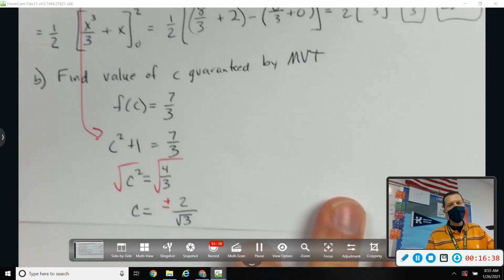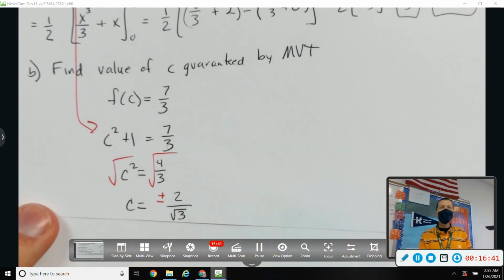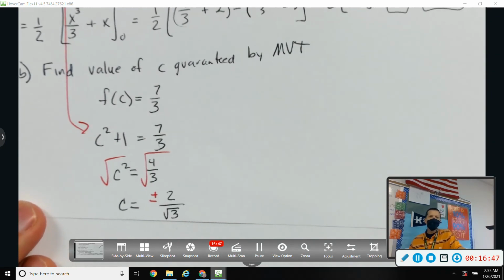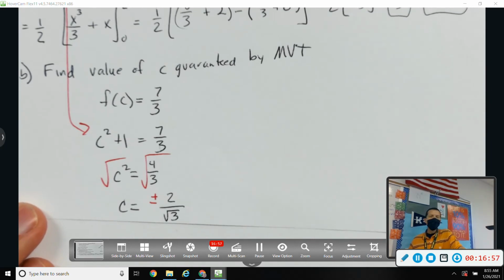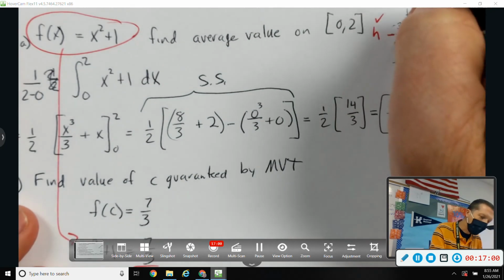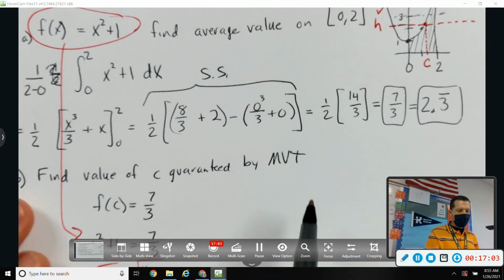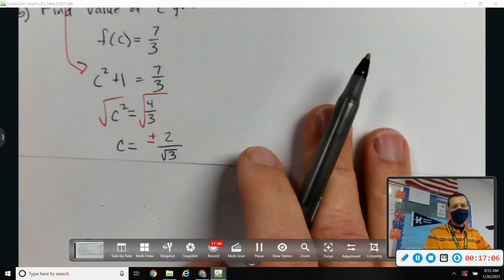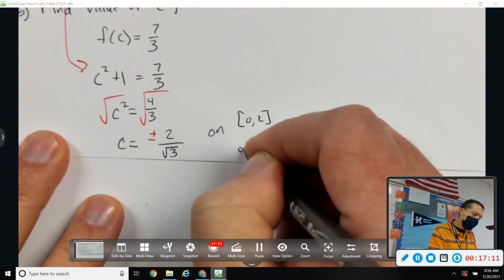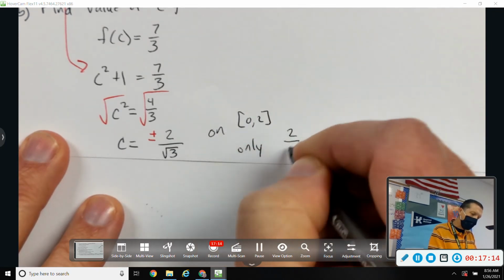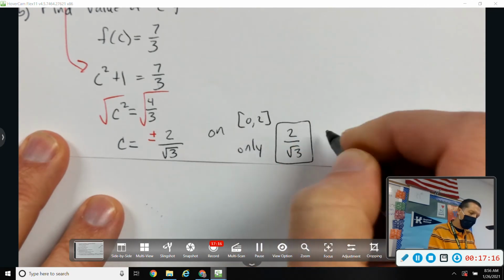Although something is not quite right with that answer, and you might remember this from MVT the first time around. There's two answers there, but one of those is not right. It can't be negative. Why can't it be negative? Because the graph is positive. It's got to be between 0 and 2. So I think you can kind of see what happens if you extended this back the other way. It happens on the other side, but we're not looking on the other side. We're only allowed to look from 0 to 2. So on 0 to 2, only the positive one. So that's our x value.